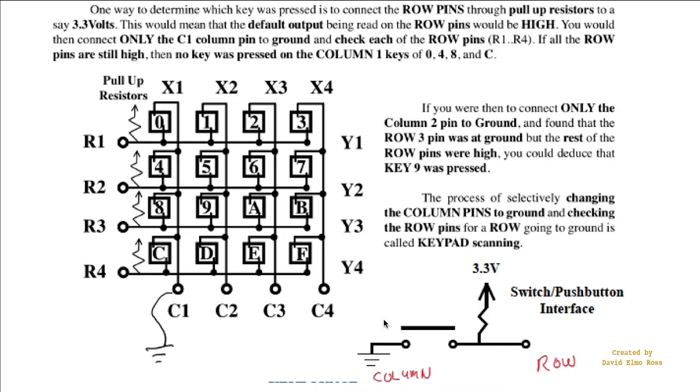And to do the analysis here, we really have to take a look at this diagram because it's very similar to a switch or push button interface. So in the case here, if none of the buttons in this column are pressed, that's like having an open here. And what that means is that if this circuit is open, then we're going to have 3.3 volts coming out on all of these row 4, row 3, row 2, row 1 if no key was pressed.